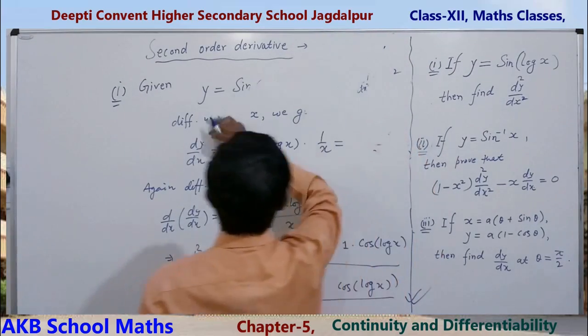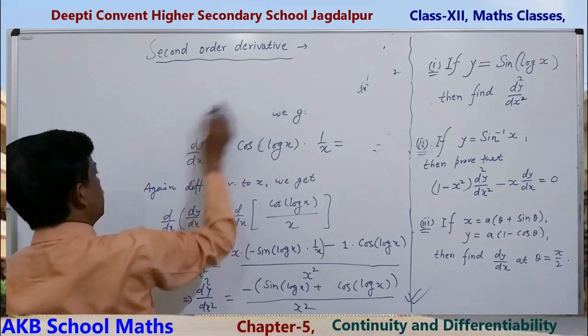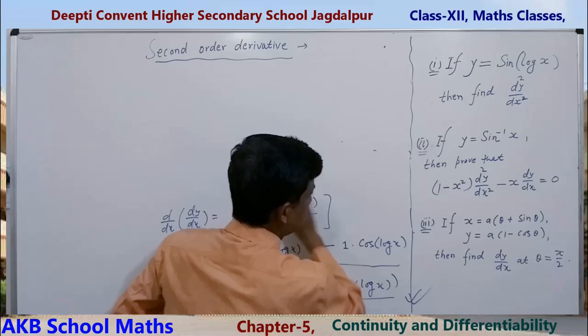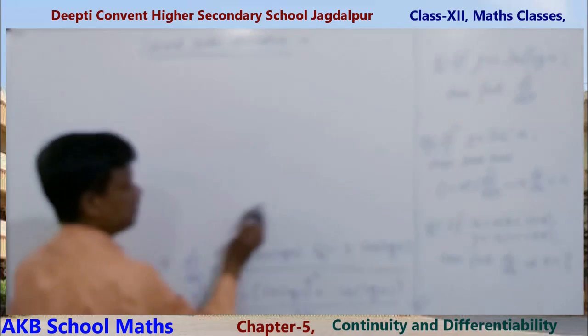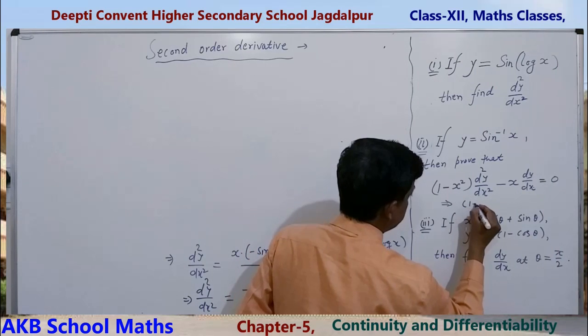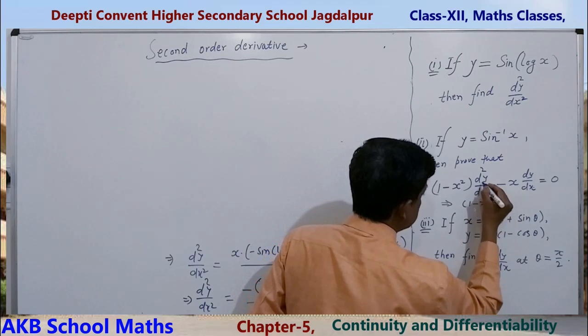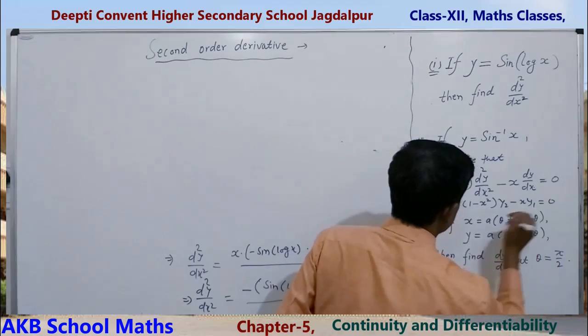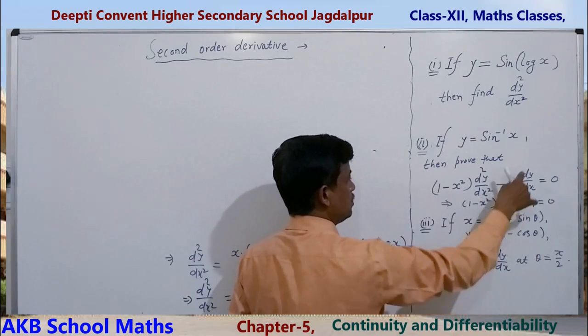Now we will solve question second. In short notation, if we write this relation, what will it be? 1 minus x square, this is y2, minus x y1 equals to 0. This is in short notation. This is y2, this is y1.